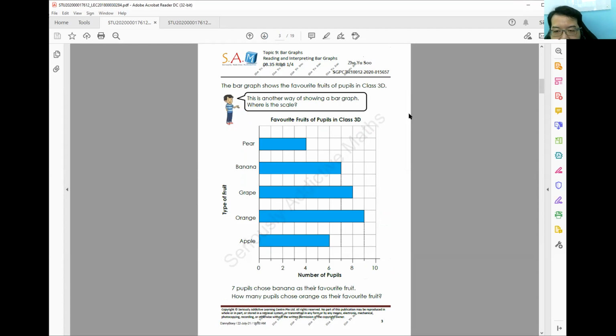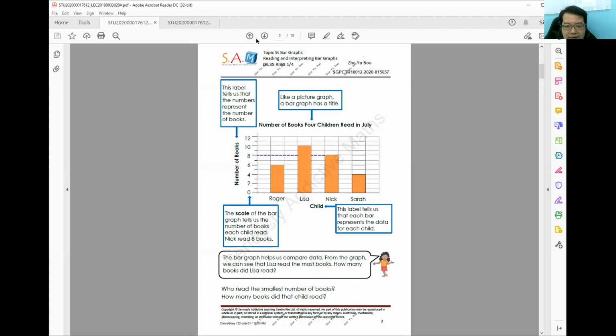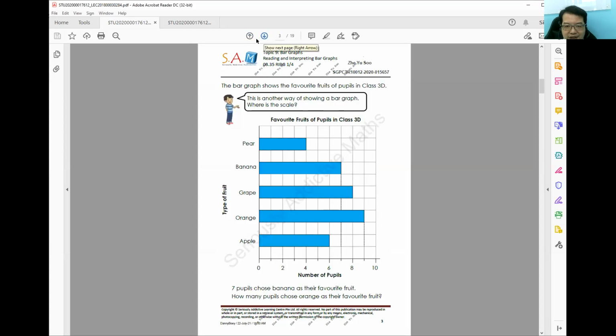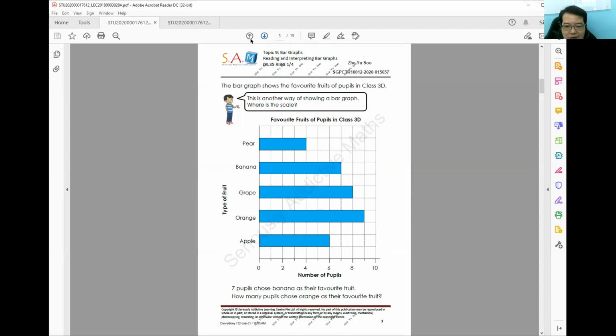Okay, let's take a look at this example here. The bar graph shows the favorite fruits of pupils in class 3D. All right, notice how this bar graph is different from the earlier one. Can you see how it's different from the earlier one? The direction is different, isn't it? You see that? One goes from top to down or down to top, however you see it. And this one goes left to right.